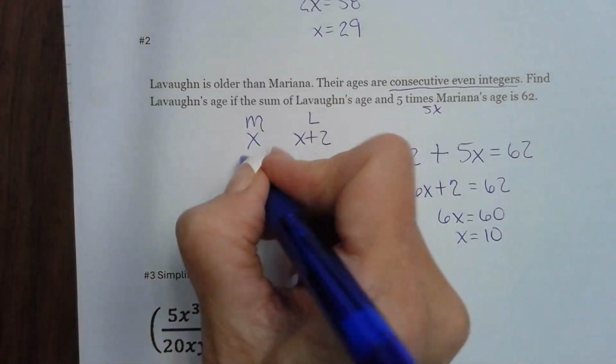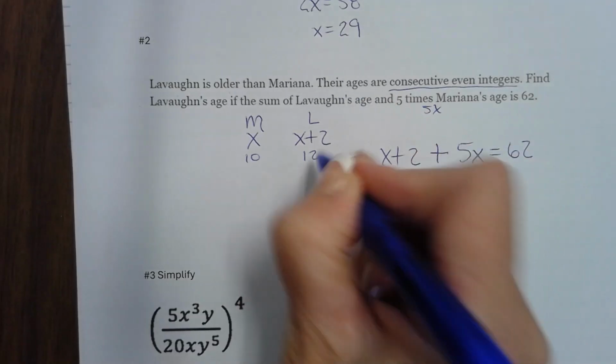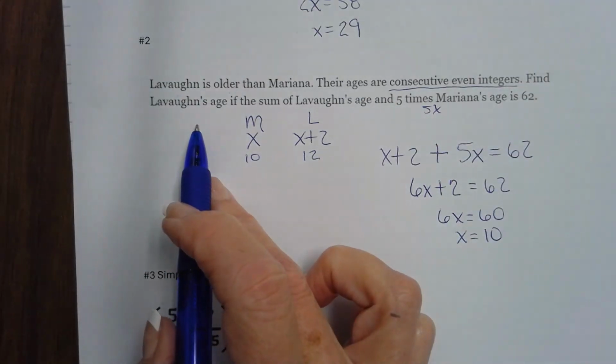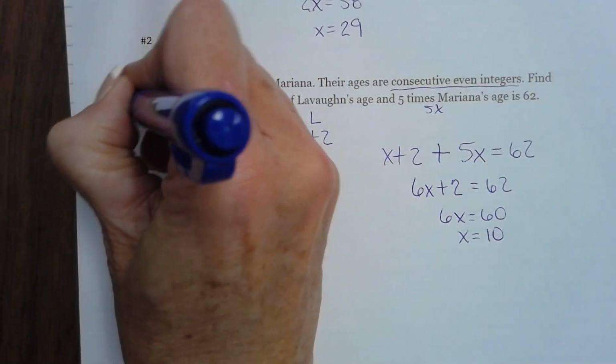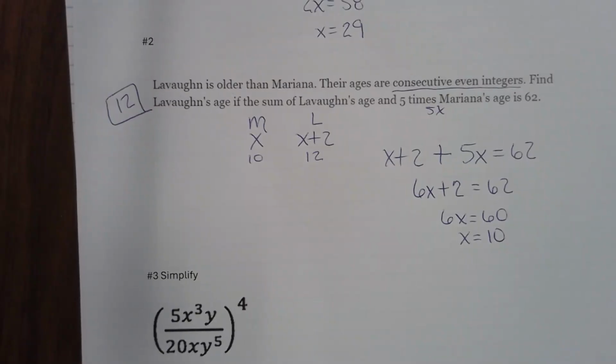And so Mariana's age is 10, and Levon's age is 12, and it says find Levon's age. So the answer would be 12. Did anybody do that one right? Okay.